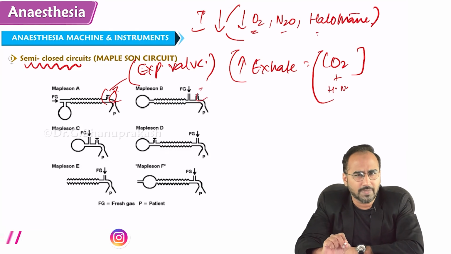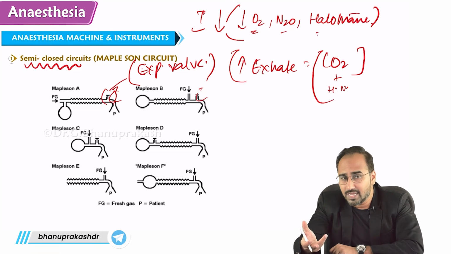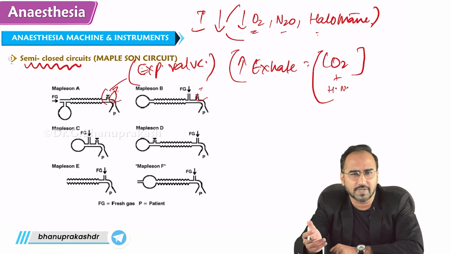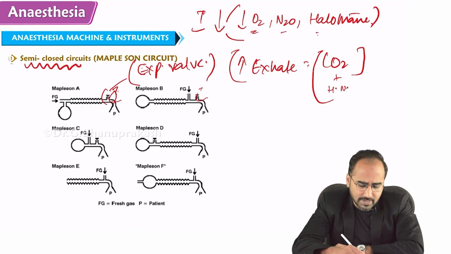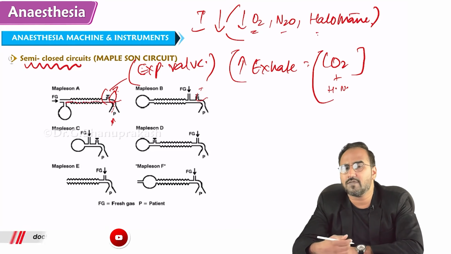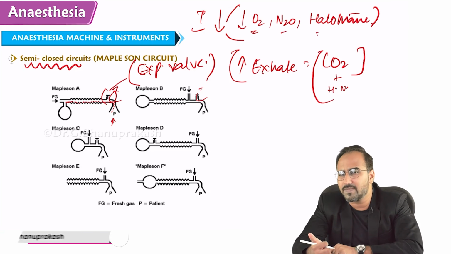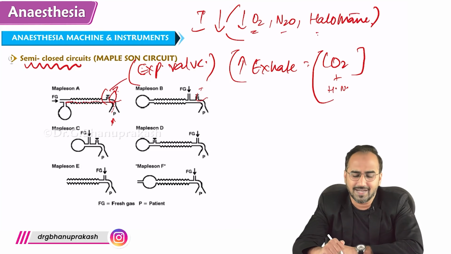So the main role of the expiratory valve is what? It allows the carbon dioxide to go outside into the atmosphere. Now, if there is no expiratory valve, what will happen? As the patient exhales carbon dioxide, where will it go? Into the breathing circuit, and from there the patient will re-inhale his own carbon dioxide. Due to re-inhalation of carbon dioxide, he will develop hypercarbia, hypoxia, and respiratory acidosis.